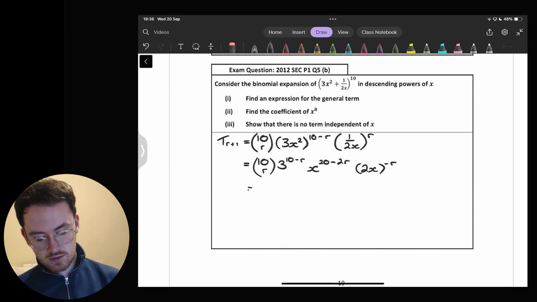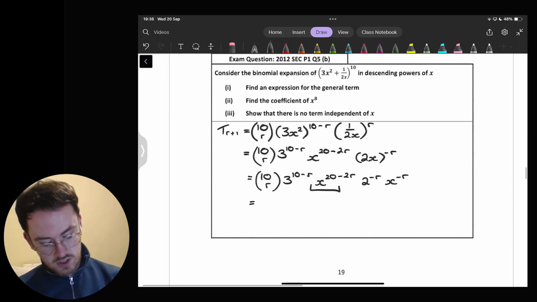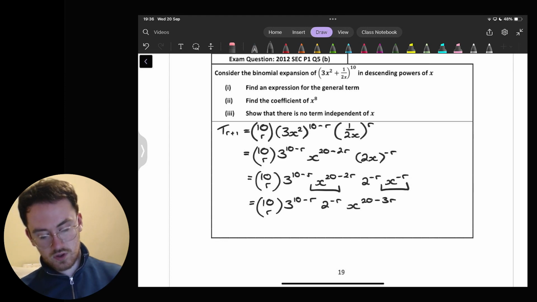Okay, I know I'm jumping some steps here as well, but if you're following along and you've followed the previous example, you kind of see where we're going with this. So we get 2 to the power of minus r and x to the power of minus r. And lastly, I'm just going to look at combining my x parts there. So I get 10 choose r, I get 3 to the power of 10 minus r, I get 2 to the power of minus r, and I get a total of x to the power of 20 minus 3r.